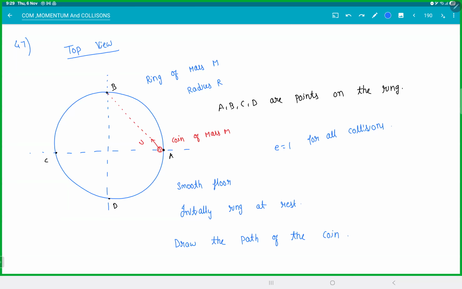Describe the motion of the coin and the ring. Think how it will move, and then let's try to draw, and we'll see.